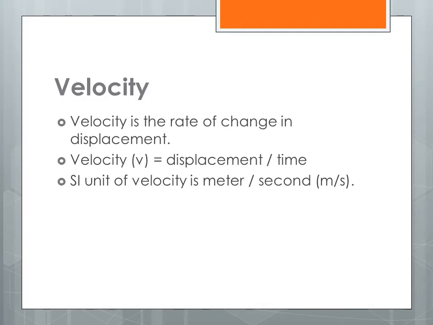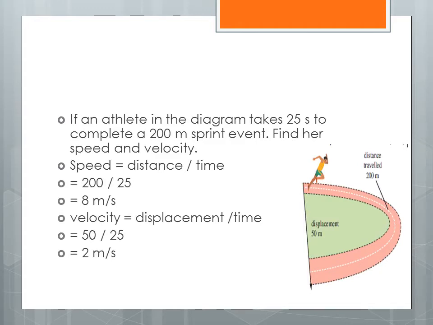Velocity. Velocity is the rate of change in displacement. Velocity formula equals displacement divided by time. SI unit of velocity is meter per second. If an athlete in the diagram takes 25 seconds to complete a 200 meter sprint event, find her speed and velocity. Speed equals distance divided by time, equals 200 divided by 25, equals 8 meter per second. Velocity equals displacement divided by time, 50 divided by 25, equals 2 meter per second.